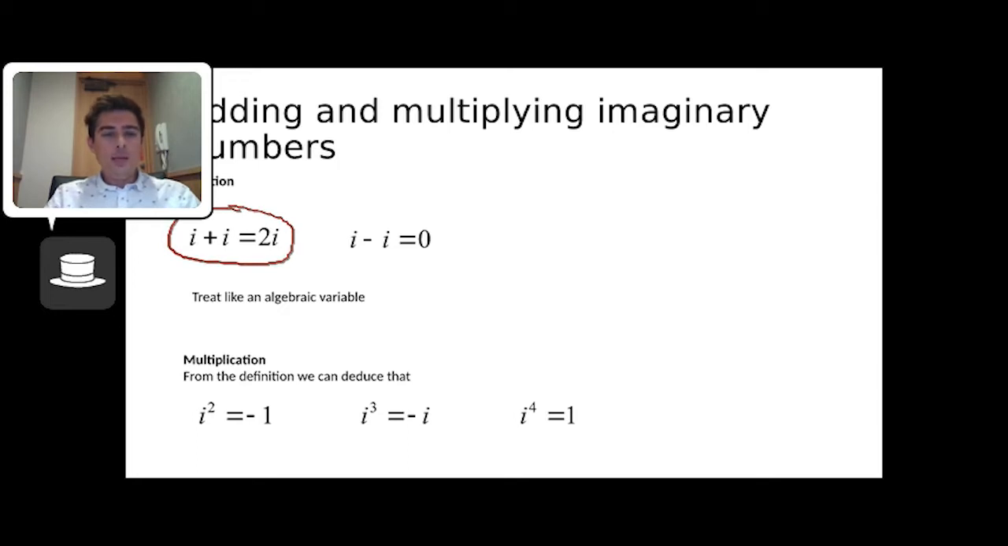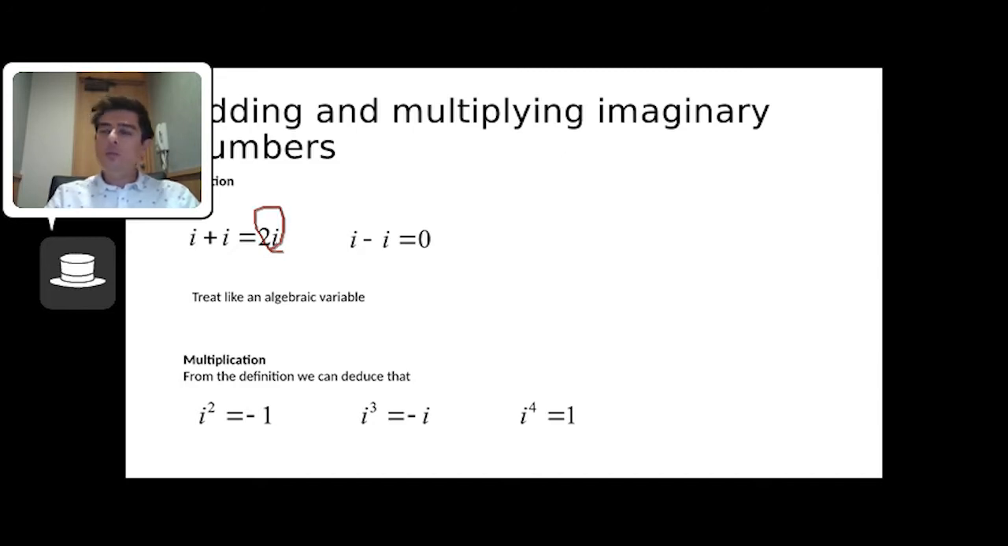So basically the way that you treat this is, if you're familiar with just how you do algebra, like if you've got the equation 2a plus 3a is equal to 5a, you just basically treat this imaginary number in the same way. So if you've got two i's, then you write this as 2i, so 2 times i. This really means it's 2 multiplied by i.